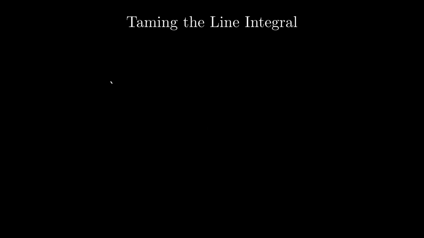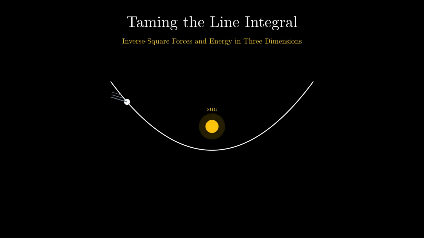A comet rounds the sun on a long curving arc. To find the work gravity does on it, you'll face a line integral, force dot displacement summed along every bend of the path. That sounds hopeless. It is not. Gravity is a central force, and for a central force, the whole curved path collapses to a single integral along the radius.